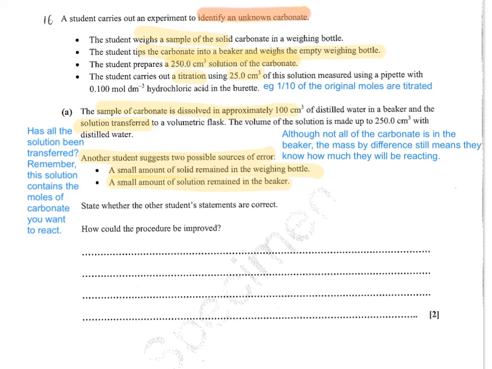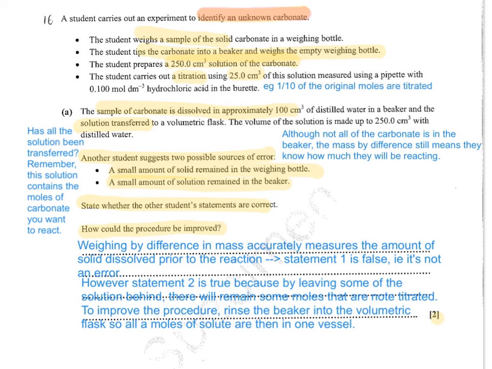So let's now look at what it asks us to do. It asks us to state whether the other students' statements are correct and how could the procedure be improved, for 2 marks. So you need to look at both statements and make a judgment on each for 1 mark, and then you need to say how the procedure could be improved for the other. So something along those lines is what you need.